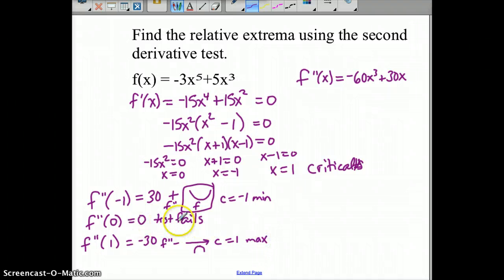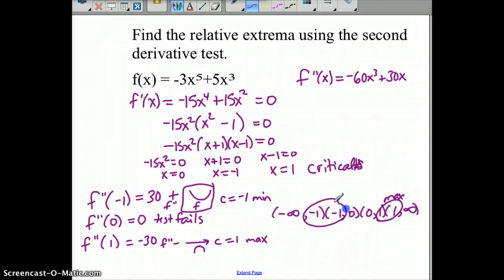All right, so going back to this critical number of 0, since the test failed, I do have to set up my intervals. So negative infinity to negative 1, negative 1 to 0, 0 to 1, and 1 to infinity. I already know that 1 is a max, and I know that negative 1 is a min. I just have to figure out what's going on at 0. So all I have to do is look at the first derivative for these two intervals.